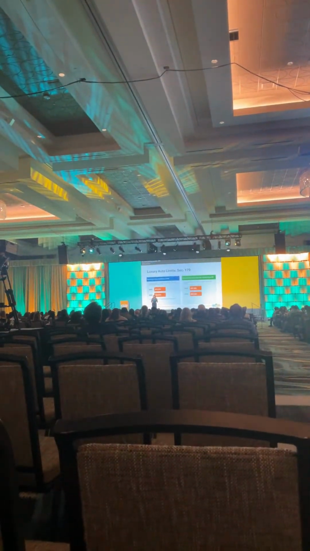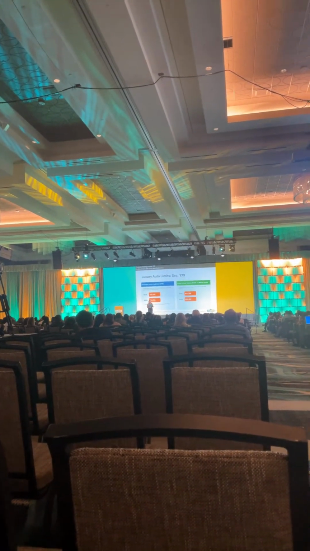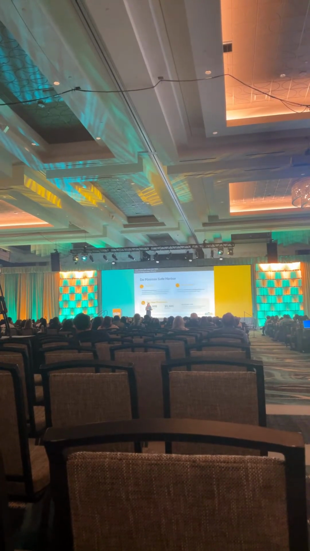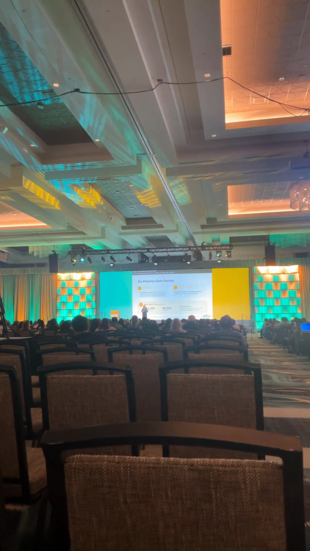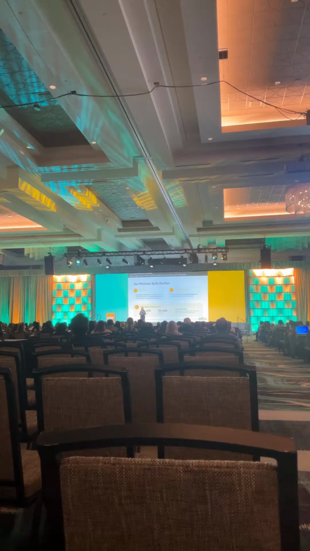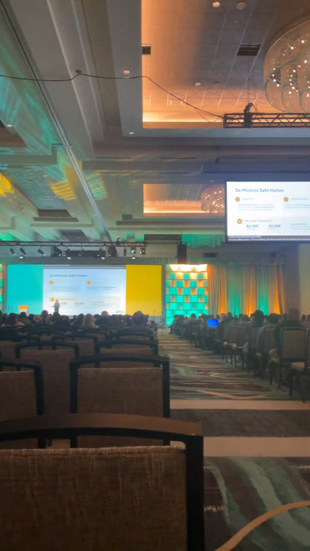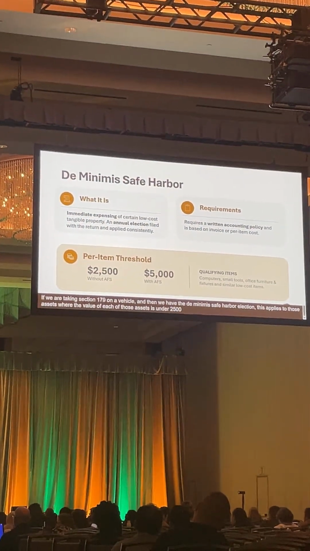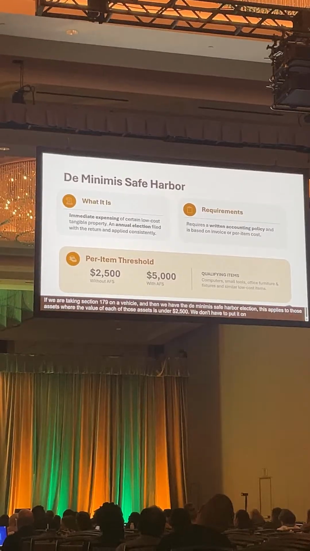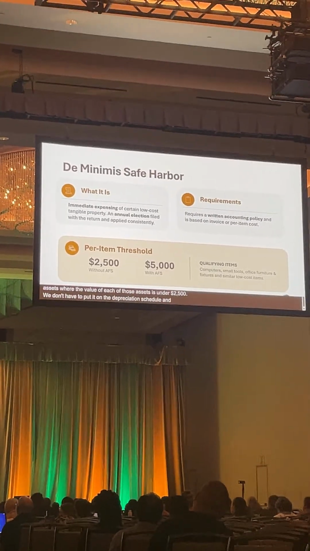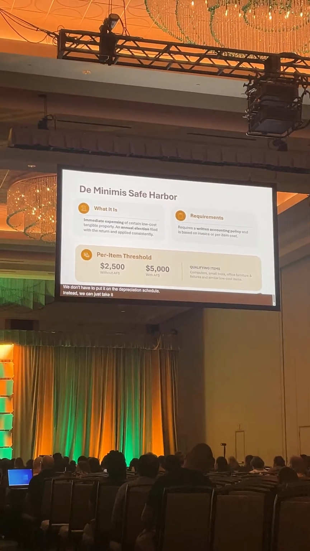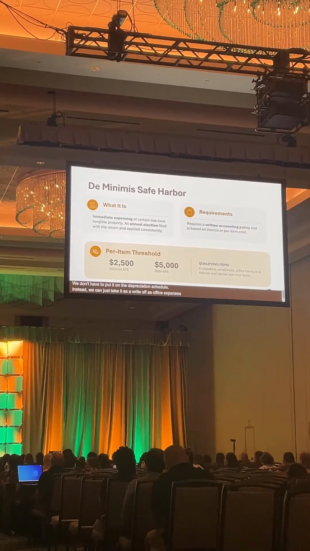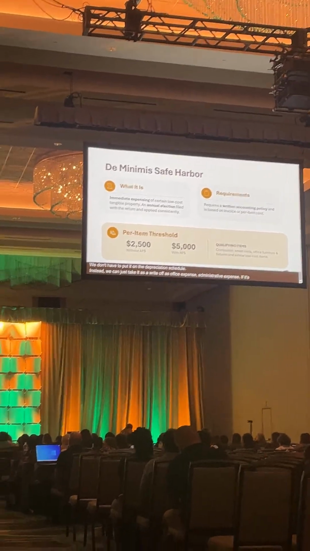It also comes with luxury auto limits if we are taking Section 179 on the vehicle. And then we have the de minimis safe harbor election. This applies to those assets where the value of each of those assets is under $2,500. We don't have to put it on the depreciation schedule. Instead, we can just take it as a write-off as office expense, administrative expense if it's a computer.